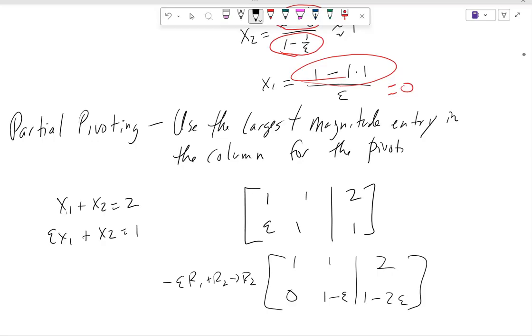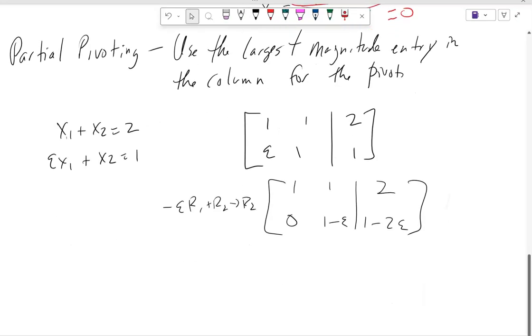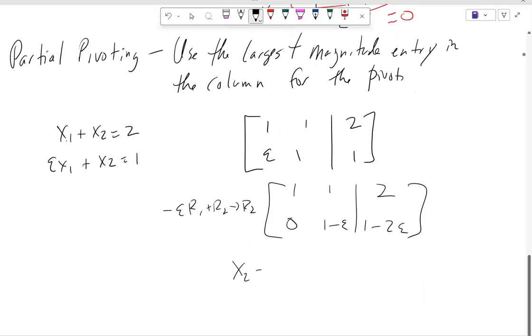So your second row should be 0, 1 minus epsilon, and 1 minus 2 epsilon. Right? So now again, when you do your x2, you'll get 1 minus 2 epsilon over 1 minus epsilon. As far as the magnitudes go, that's going to be significantly smaller than that. So you're going to end up with something that's close to 1.